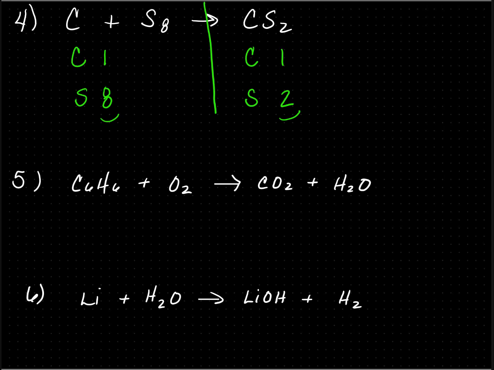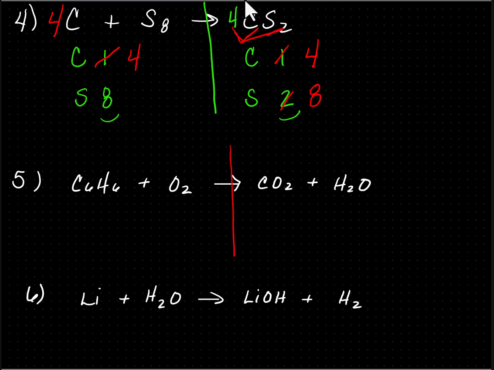To do that, I need to put a 4 in front. When I put a 4 in front, this is 4 times 1 C. That makes it 4. 4 times 2 is going to be 8 sulfurs. So my sulfurs are balanced, but my carbons are no longer balanced. So I need to put a coefficient of 4 in front. So now this is 4. Balanced equation is 4, 1, 4.